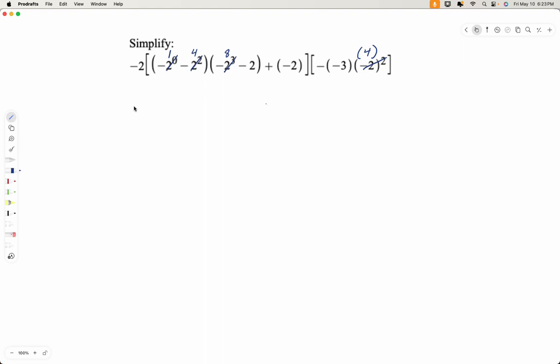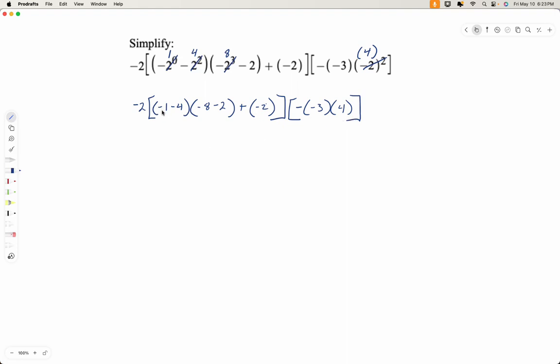So now I'm going to rewrite that so we can see it. -2, -1 minus 4 times -8 minus 2 plus -2 minus -3 times 4. There's our bracket. All right, now we've gotten rid of all the exponents on the outside. So now we're going to perform the operations inside the parenthesis.